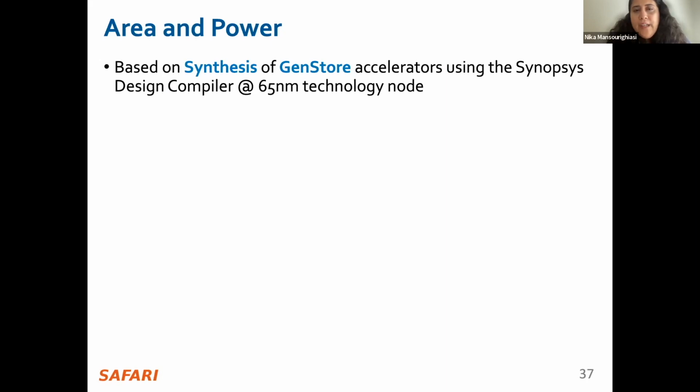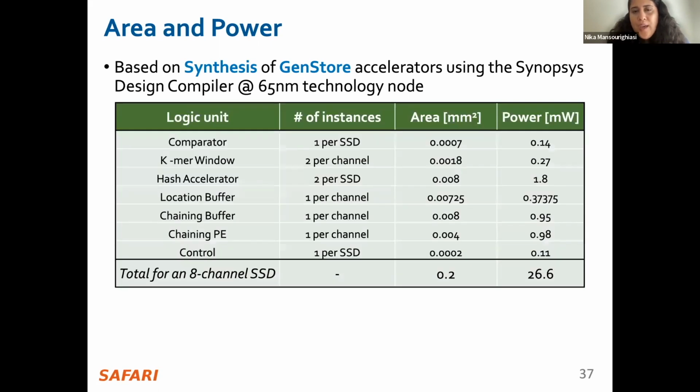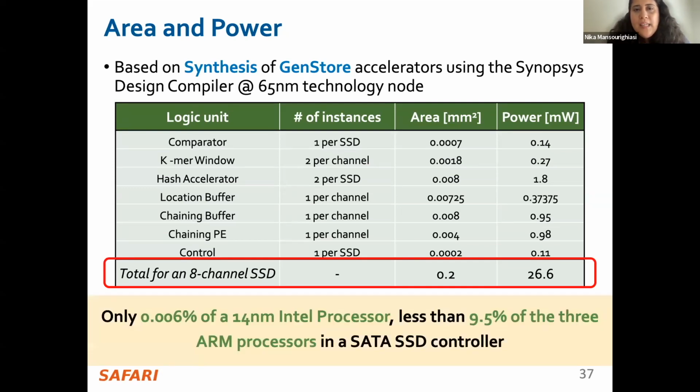So we find the area and power values of GenStore by synthesizing GenStore-EM and NM using 65 nanometer technology node, and find that for an 8-channel SSD, the area of GenStore is 0.2 millimeters square, and power is 26.6 milliwatts. So by scaling the area to lower technology nodes, we observed that the area overhead of GenStore is 0.006% of an Intel processor and less than 9.5% of only the 3 ARM cores that are present in a SSD controller.